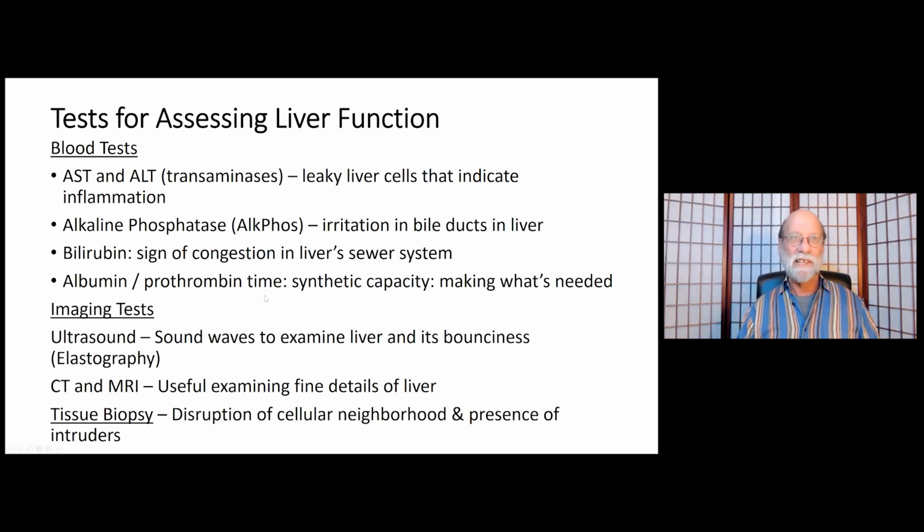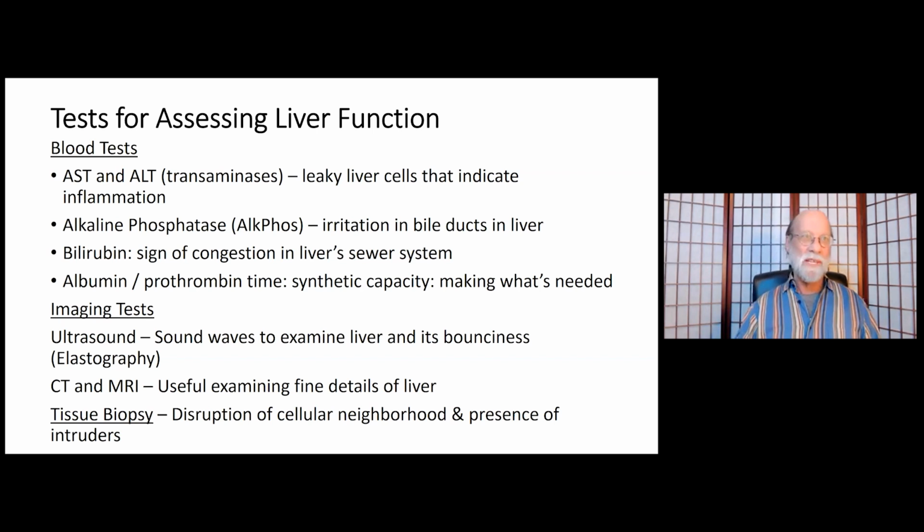And then finally, there are a few different tests that might measure what we call the synthetic capacity of the liver. That is the ability of the liver to keep manufacturing the things we need to live. For instance, the prothrombin time is a measure of blood clotting. To the extent that the liver is making enough of these clotting factors, this prothrombin time will be normal.